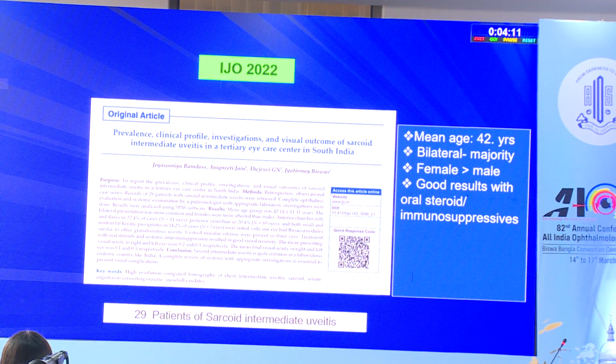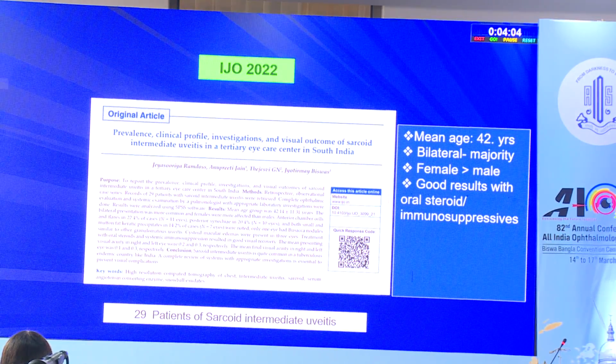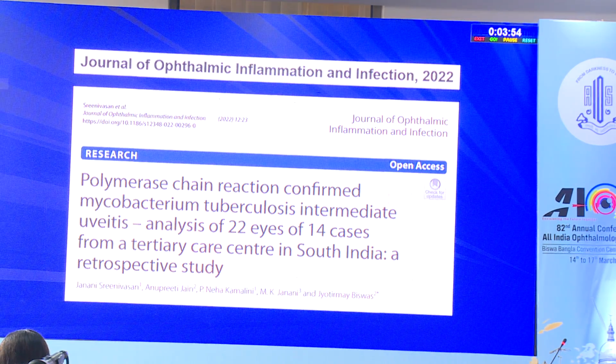We had a sarcoid intermediate uveitis series in the Indian Journal of Ophthalmology 2022 where we described 29 patients of sarcoid intermediate uveitis. Mean age was 42 years, bilateral in the majority, with good results with oral steroid and immunosuppressive agents. Females were more common than males. We also described 22 eyes of 14 cases of tubercular intermediate uveitis, which was PCR confirmed.